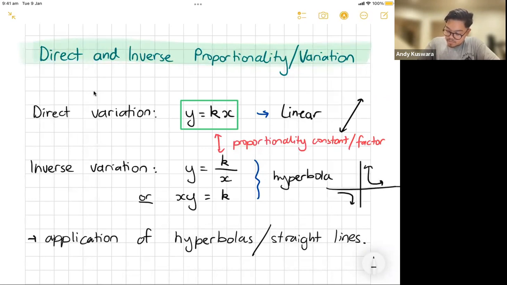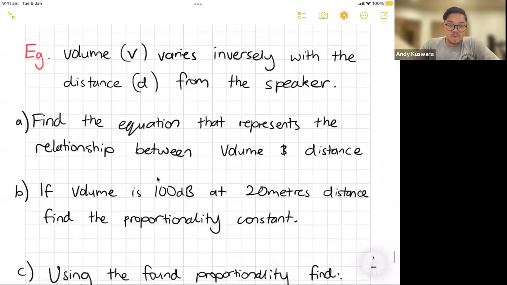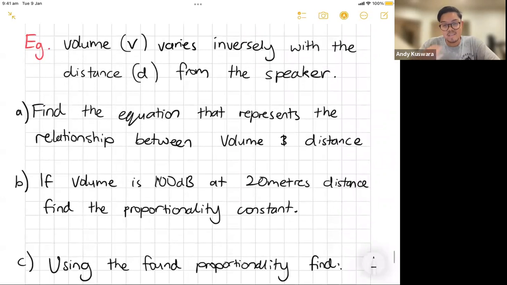Okay. Now, if I times both sides by x, that's how I would move the x over to this side. You can see the equation as xy equals k. But most times you'll see it as y equals some number on top of x. That's how you know it's an inverse variation. Okay. Now this question here, I'm going to do in class.